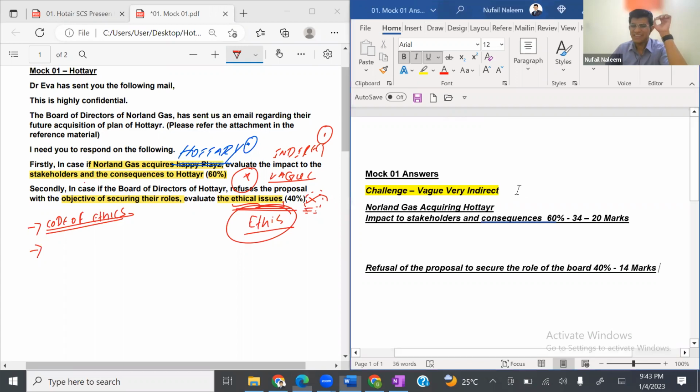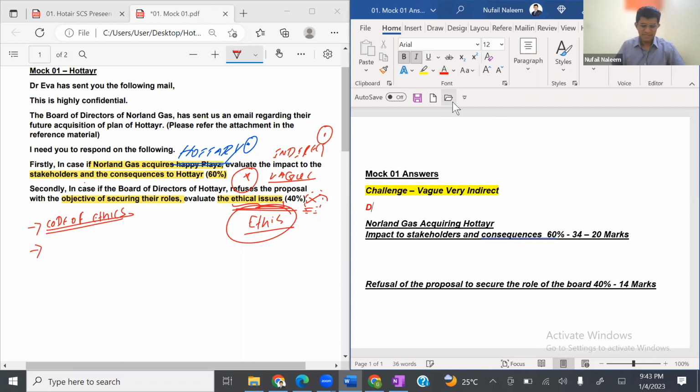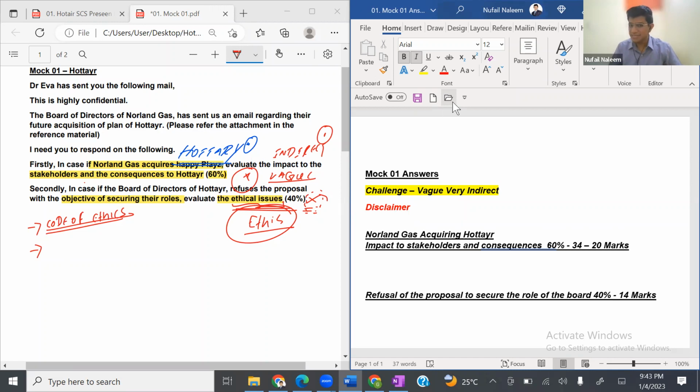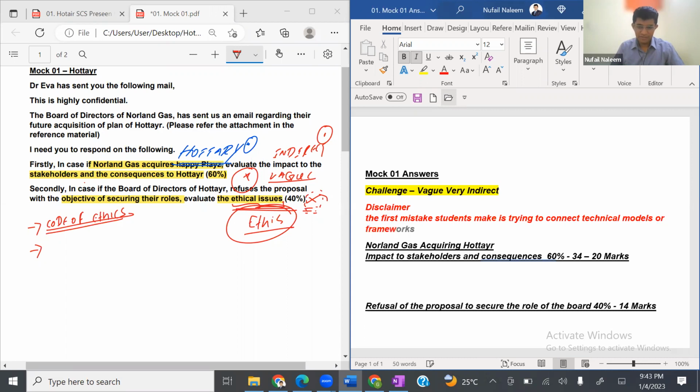So students, can I write down a disclaimer? I'll write down a disclaimer so that it will be very clear on day one itself. You must study. I'm not saying not to study, but the disclaimer is: the first mistake students make is trying to connect technical models or frameworks to a vague question.